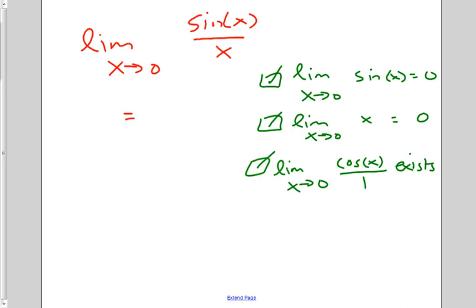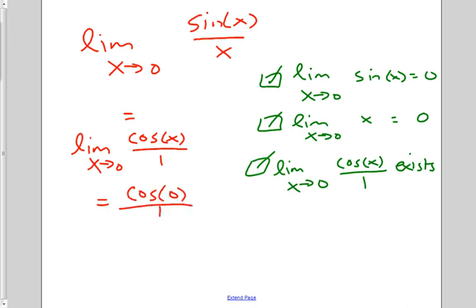So therefore, we can rewrite this problem. This is going to equal the limit as x approaches 0 of cosine of x over 1. And now that we're no longer dividing by 0, we can use direct substitution. This equals cos of 0 over 1, which equals 1. So we were able to find the limit of something using L'Hopital's rule that before we would not have been able to find.